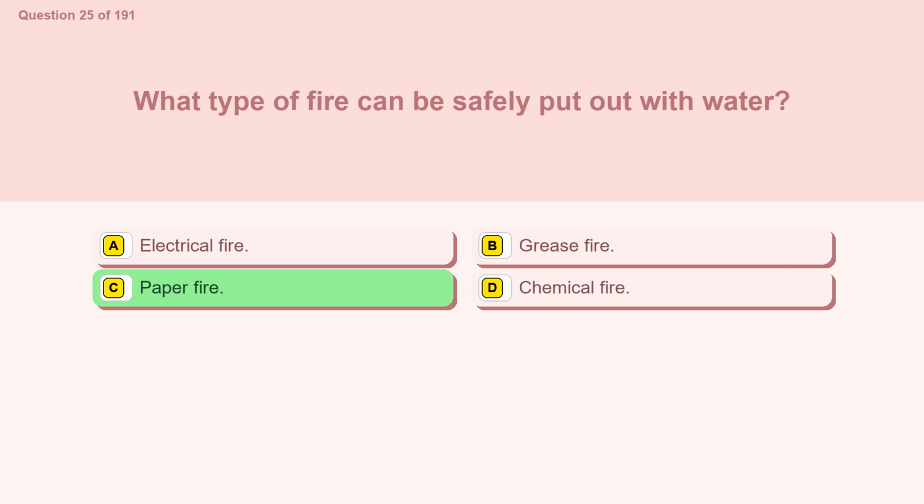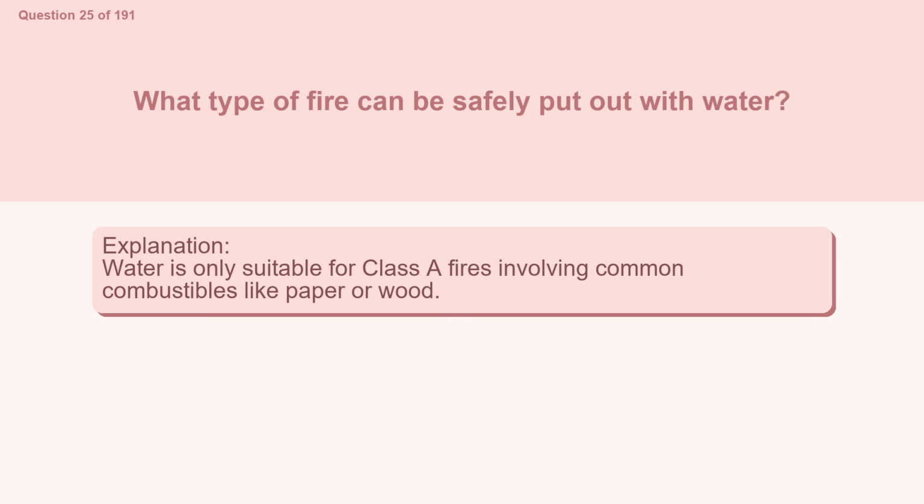The correct answer is option C. Paper fire. Water is only suitable for Class A fires involving common combustibles like paper or wood.